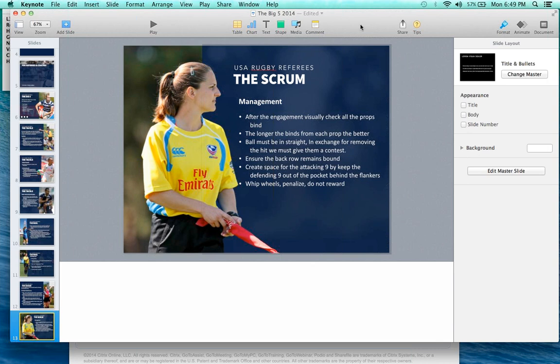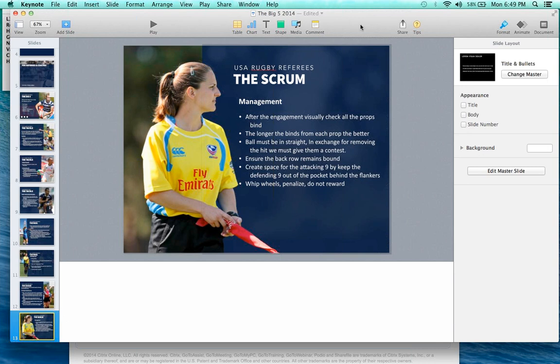Okay. After the engagement, you want to visually be able to check the props' binds. For adult and collegiate teams, they are allowed to readjust their bind after the set, but only once. And that does not mean to drop it to an armpit, or somewhere where it shouldn't be. It just means to readjust your hand to be able to bind better in case you lost it in the impact. But of course, the longer the binds and up on the back, that's what we're looking for. Again, ball must be in straight. In exchange for moving the hit, we have to be able to give them that fair contest in there.